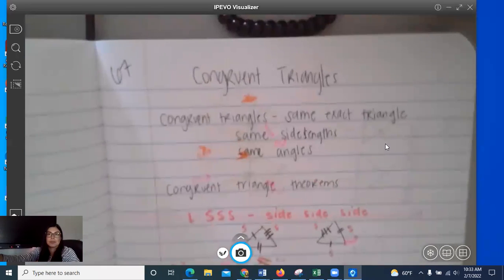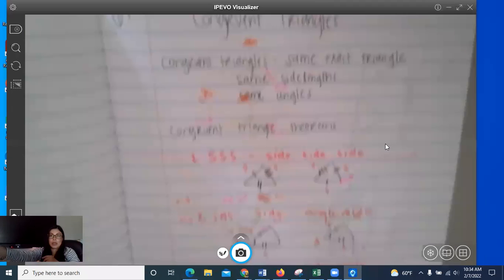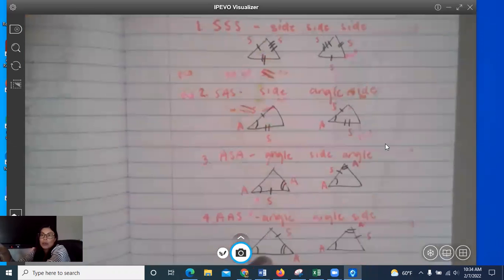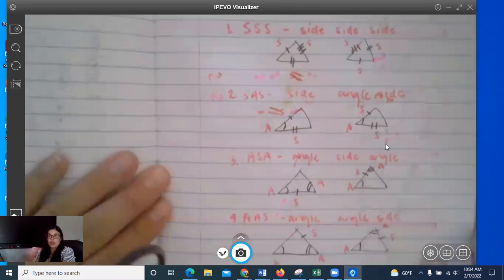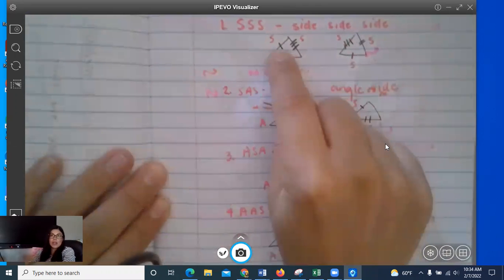I'll start zooming here. When we talk about congruent triangles, we're talking they make the exact same triangle. It's the same side lengths, the same angles, and here are the theorems. So you may need to pause it. The tallies and all the angle marks are really, really important. They're not just things that I wanted to draw on there. They all matter.